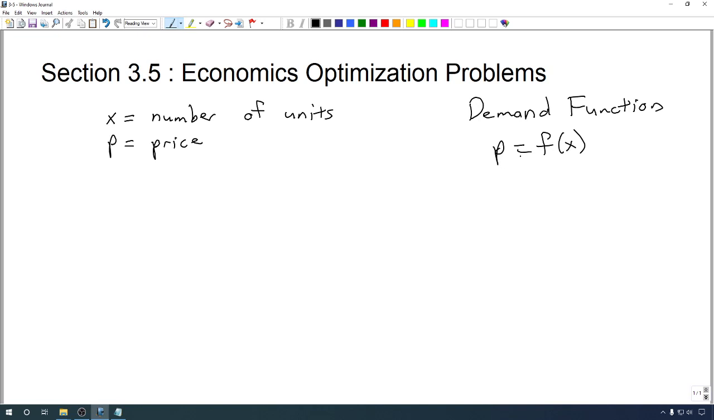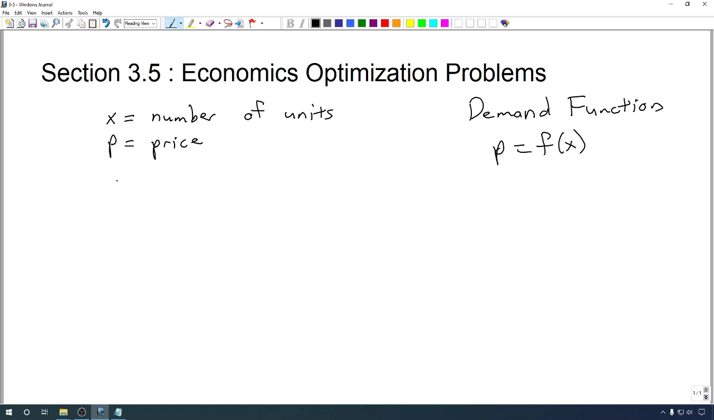Usually it's nice enough that we can solve for either x or p depending on the situation, so it's fine to put it in this way. If you want to think of it as x depending on p, go ahead. We just solve for p in our formula.